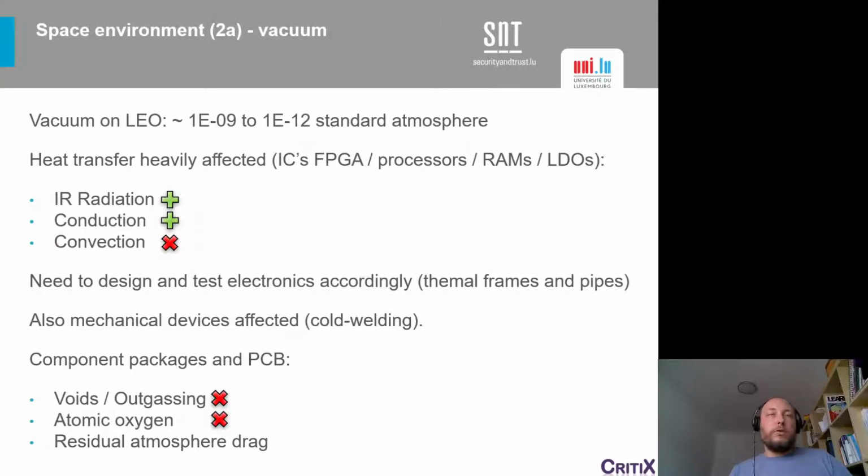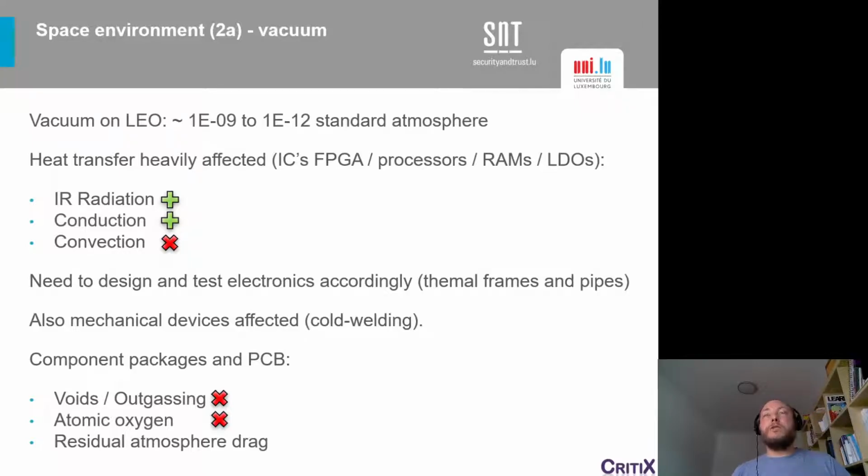Also, the vacuum poses some challenges on how to build the components and the printed circuit boards, because all the voids that are there can crack open because of the gases stored inside. Also, outgassing is not something you want, especially if you have spectrometers on board. You don't want additional gases being released there. You want everything to be really in vacuum because you want to measure something down there on Earth or on the planet Mars. You don't want to measure something that has outgassed from your equipment.